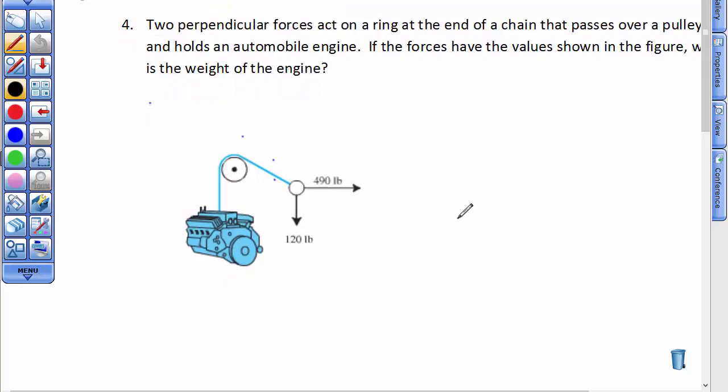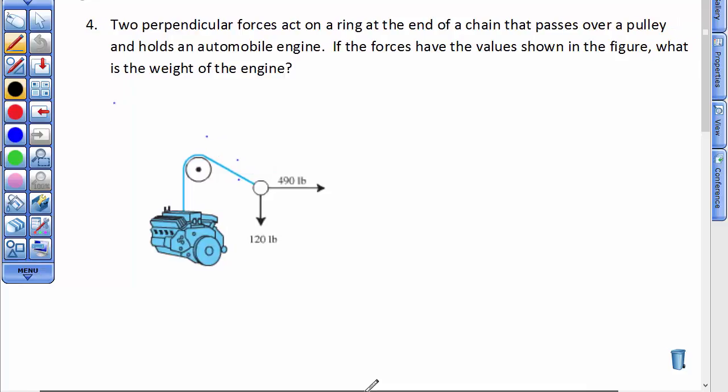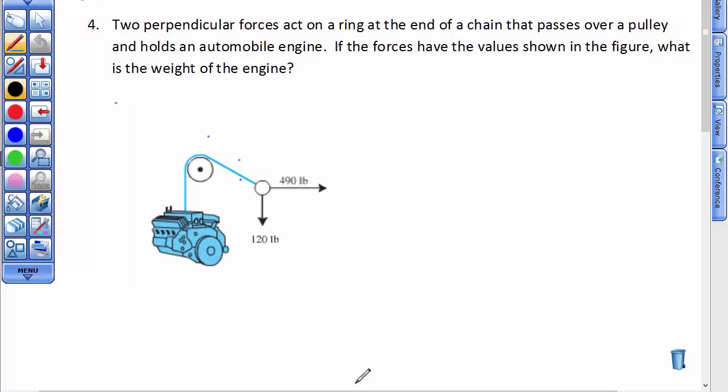So in number 4, again, two perpendicular forces act on a ring at the end of a chain. So here's my ring at the end of a chain that passes over a pulley and holds an automobile engine. If the forces have the values shown in the figure, what is the weight of the engine? I have to tell you, the one thing that's not stated in this problem is that this needs to be a frictionless pulley. So let's go ahead and say that.